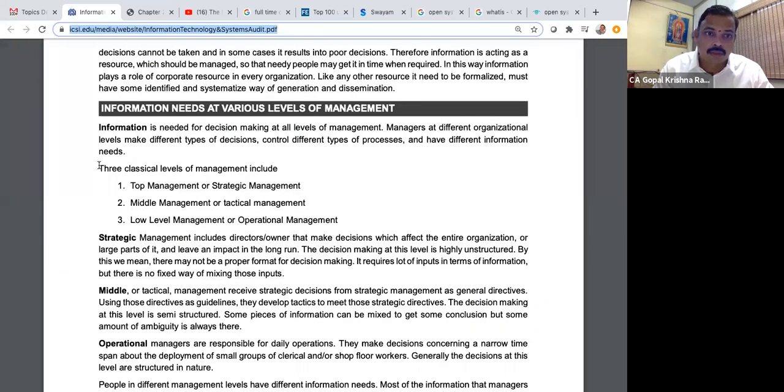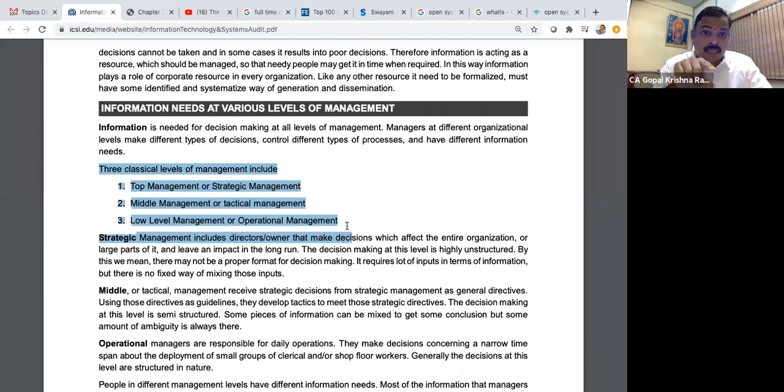34, 35, 36. Three classical levels of management. Please understand the alternative names for top management. Top management, middle management, lower level management. Other is called strategic, tactical, and operational. Sometimes they will get asked a question: difference between tactical management and operation management, information needs of strategic management, information needs of tactical management, information needs of operation management. Top management, they need information for decision making. Tactical management, they need information to provide to strategic management because they are providers of information.